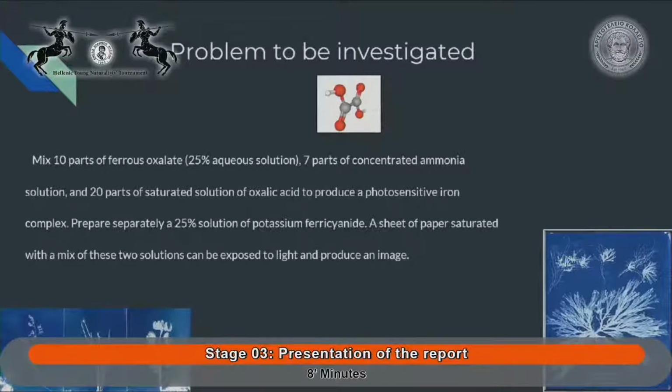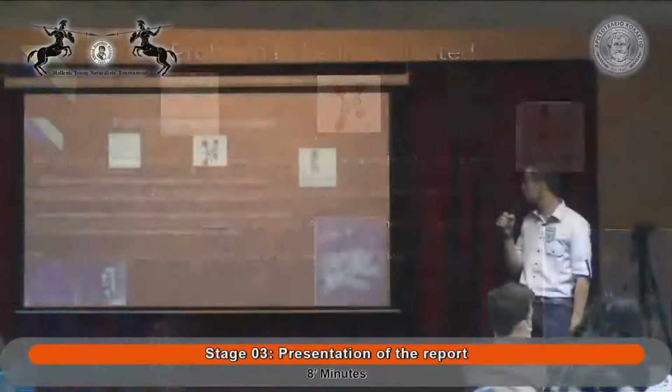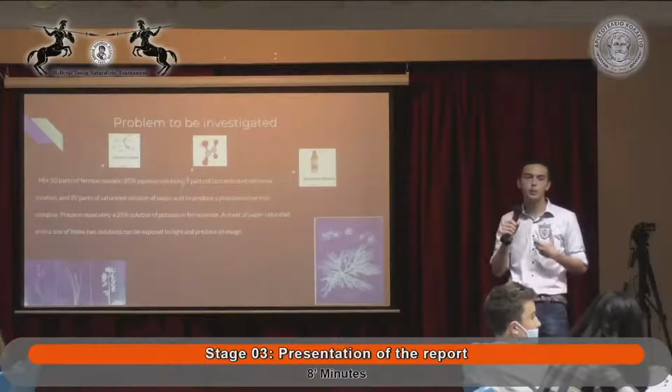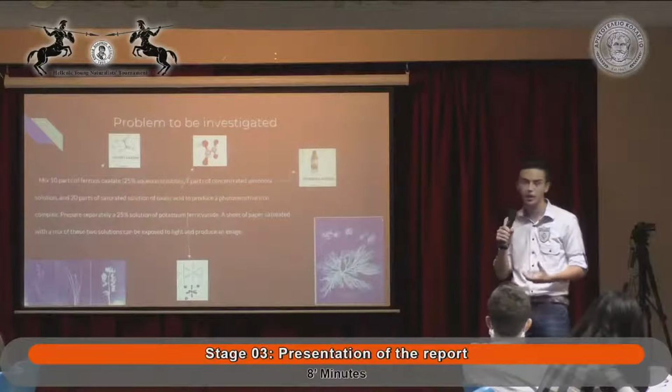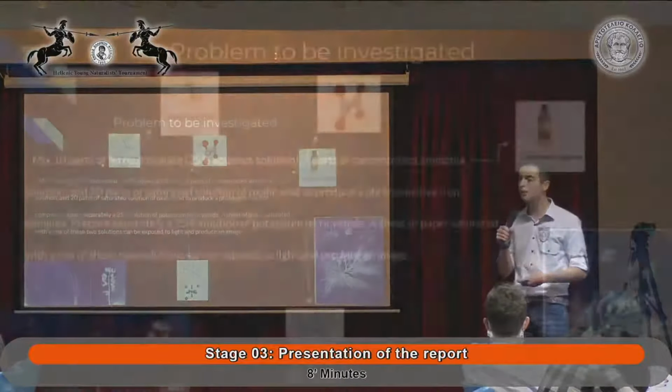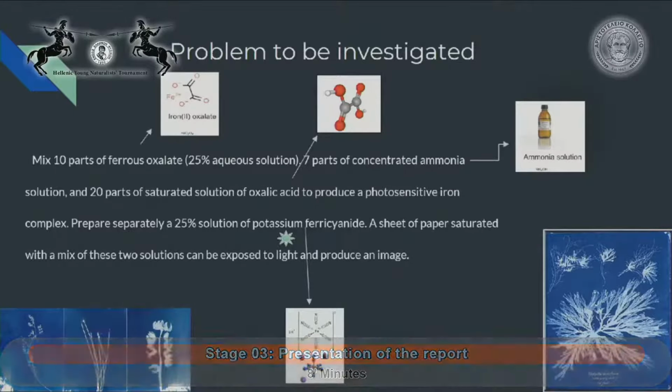So, in fact, we should mix 10 parts of ferrous oxalate with 7 parts of concentrated ammonia solution and 20 parts of saturated solution of oxalic acid in order to produce a photosensitive iron complex. We should prepare separately a 25% solution of potassium ferricyanide, and according to the problem statement, a sheet of paper saturated with a mix of these two solutions can be exposed to light and produce an image.